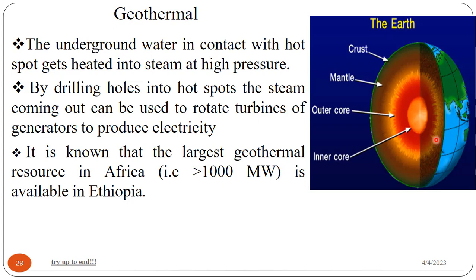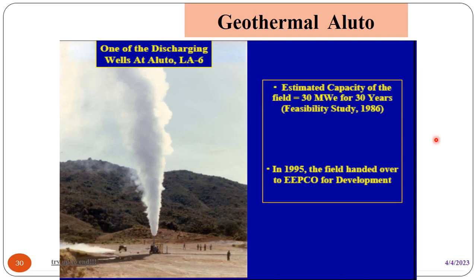By drilling holes into a hot spot, the steam coming out can be used to rotate the turbine of a generator. The generator and turbine rotate to generate more electricity. It is known that the largest available geothermal resource in Africa, greater than 1,000 megawatts, is available in Ethiopia.